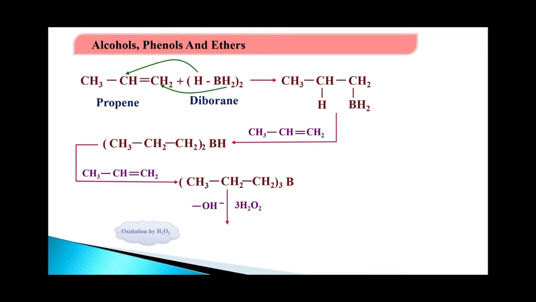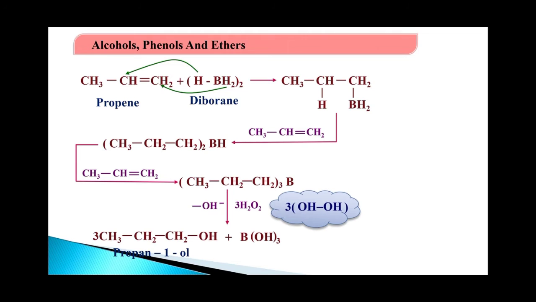Now, as I have already said, the intermediate trialkyl boron on oxidation in the presence of H2O2 gives the alcohol CH3 CH2 CH2 OH and B(OH)3. That is, propan-1-ol will be the product. How does this OH attack? In H2O2 we have OH. So one of the OH will be added to form the alcohol, and one of the OH will go along with the boron. This will be the mechanism of hydroboration followed by oxidation.